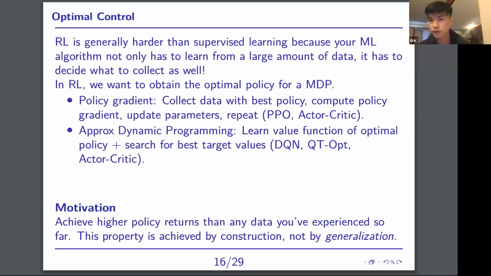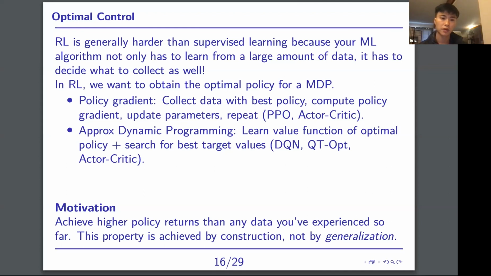For people who have ever trained an RL algorithm like DQN or PPO or any of the variants like this, you'll know that reinforcement learning is generally harder than supervised learning to train for a variety of reasons. And the biggest one is that not only are you trying to learn from a large amount of data, but you also have to decide what data to collect as well. So you're trying to solve two problems at the same time, and these problems strongly influence each other.